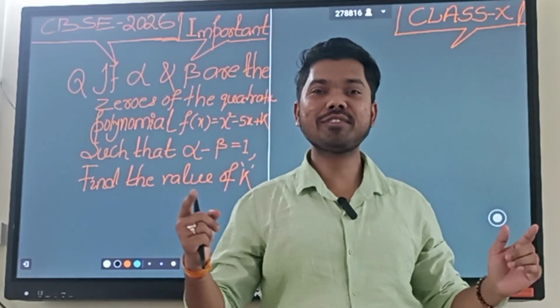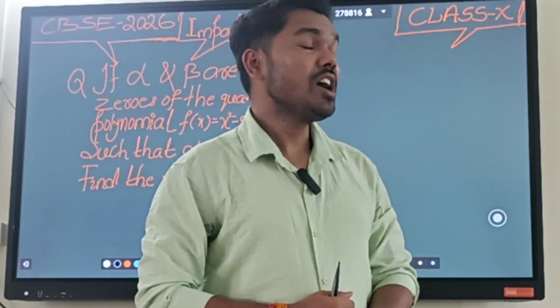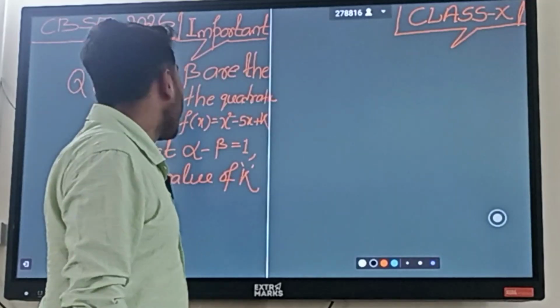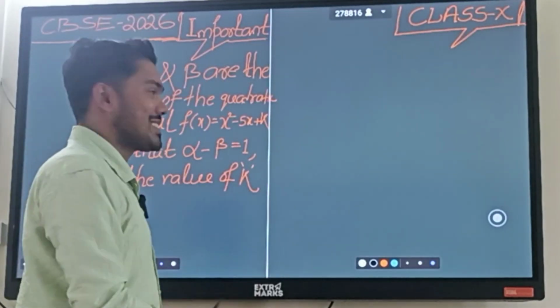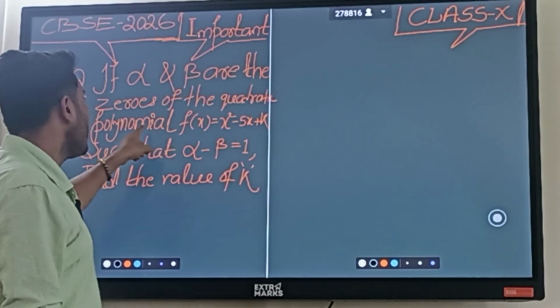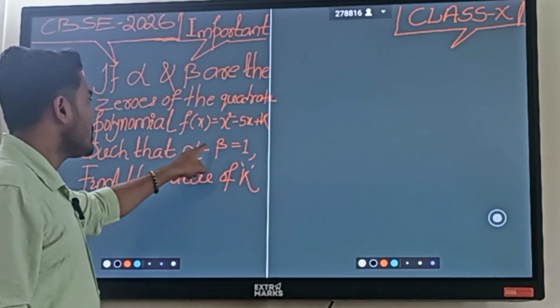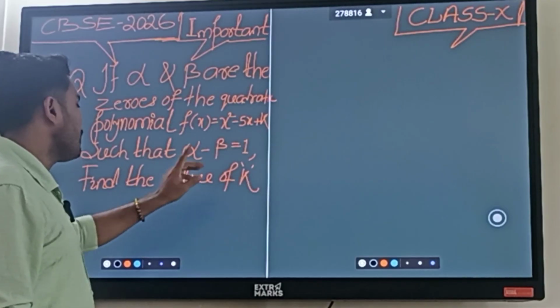Students, today I have brought for you one of the most important questions for the upcoming CBSE board examination of class 10th, polynomial chapter. So let's see what the question is. The question is: if alpha and beta are the zeros of the quadratic polynomial f(x) = x² - 5x + k such that alpha minus beta is equal to 1, find the value of k.